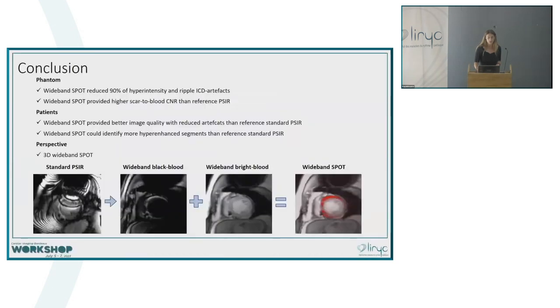So in conclusion, this technique reduced up to 90% of the artifacts, hyperintensity and also ripple ICD artifacts. It provides a better contrast ratio than the reference spot. In the patients, we could definitely see more scar tissue than just using the reference inversion recovery acquisition, and with better image quality. In the future, I would like to apply this technique in 3D. I'm currently working on that, but we still have a lot to do. Thank you.